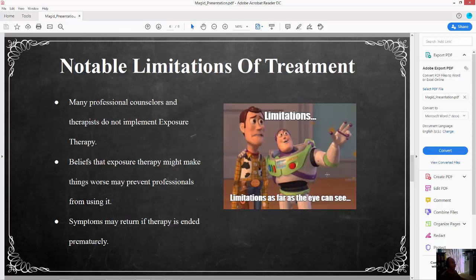Then some notable limitations of the treatment, in that a lot of professional people do not really implement exposure therapy. And if not, what are some of the reasons? Is it simply that they're not looking at the manuals and utilizing that, or they believe that perhaps they have another way of doing it that could be better?